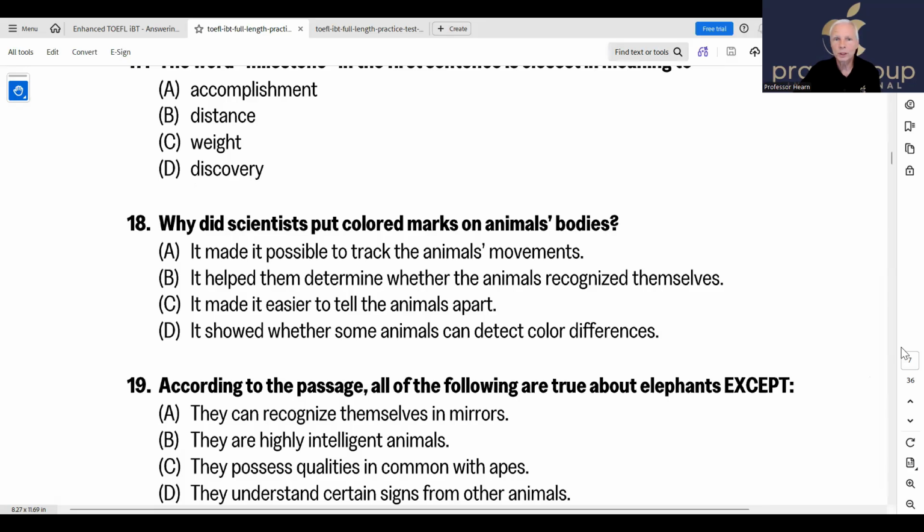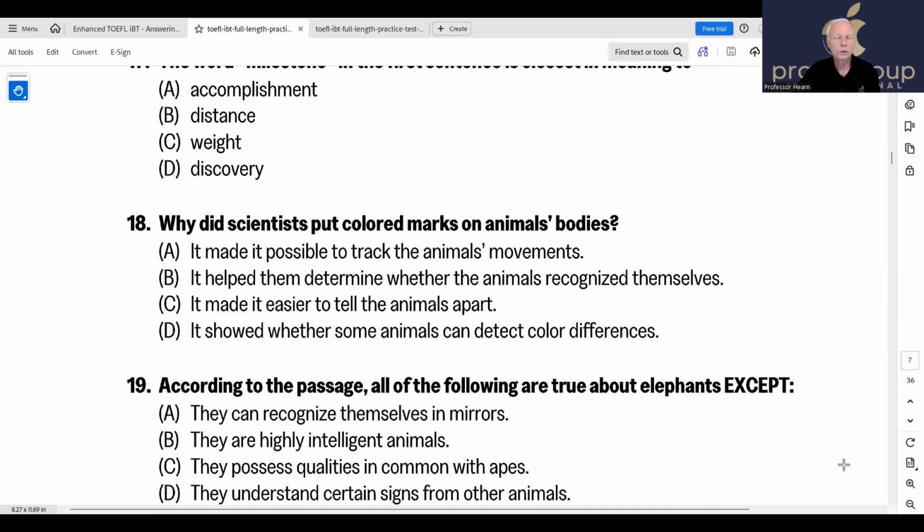First thing we're going to do is identify the question type. Why did scientists put colored marks on animals' bodies? It is asking about something specific from the passage, and therefore it is a detailed question. Now, what is the question asking about? It's asking, why did scientists put colored marks on animals' bodies? This is a very direct question, so it does not have to be rephrased or reworded.